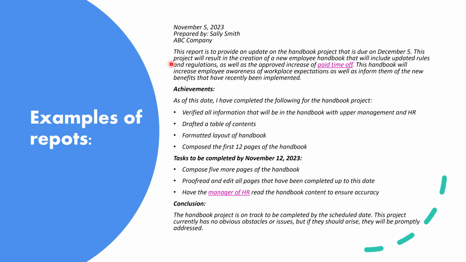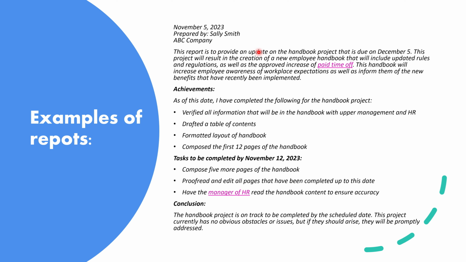And if you looked here, you will find exactly what we have talked about. This sentence right here is the purpose of the report. This report is to provide an update on the handbook project that is due on December 5th. It's why. Why am I writing this report? What is the purpose of my report?